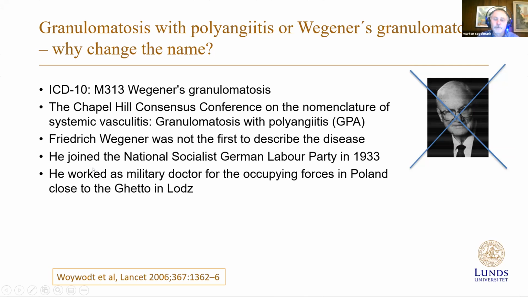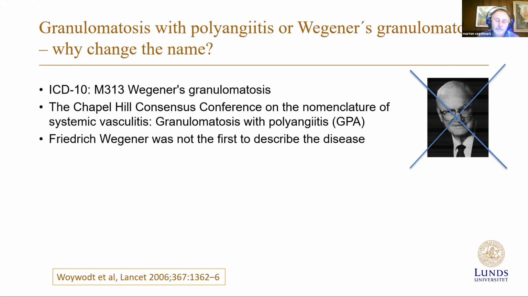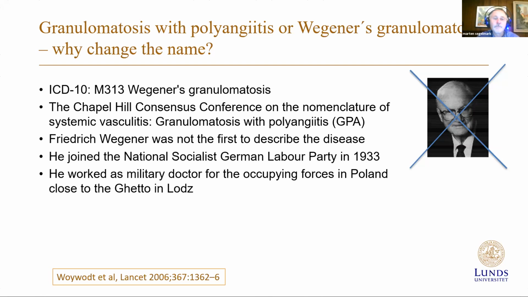Actually, Friedrich Wegener was not the first person to describe the disease, but that is maybe not a problem. Not a lot of diseases have been described by the first person. But more importantly, Wegener was a Nazi. He joined the National Socialist Party long before it was in any case mandatory, and he had friends and relatives working very hard for the Nazi regime. He was himself a military doctor, and he volunteered to work in Poland. He worked as a pathologist close to the ghetto in Lodz, and there are a lot of autopsies signed by him from the ghetto area, and he maybe also participated in research on human subjects.